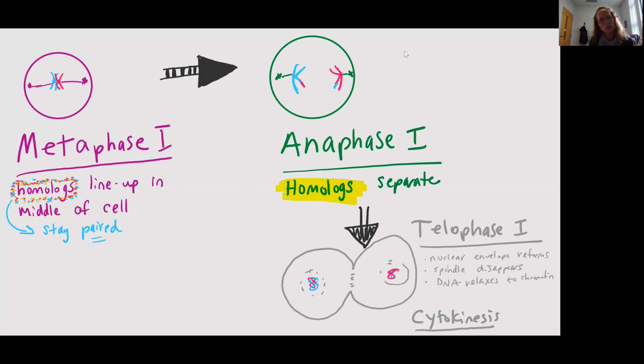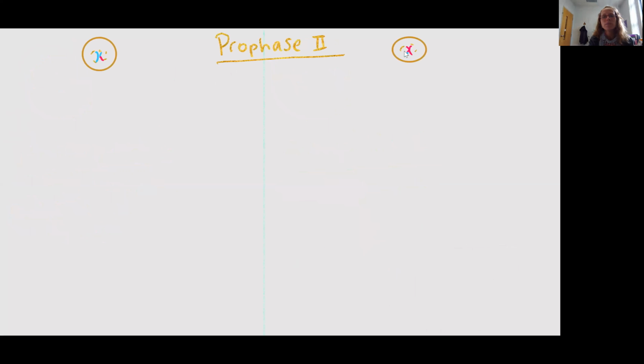Then we have our telophase 1 and cytokinesis, and there's not a lot of new or special stuff happening there. You're just going to get the formation of your 2 new nuclei. Cytokinesis is your 2 new daughter cells. Now those cells don't stop. They're going to do it again. We're going to have another round of prophase, metaphase, anaphase, telophase.